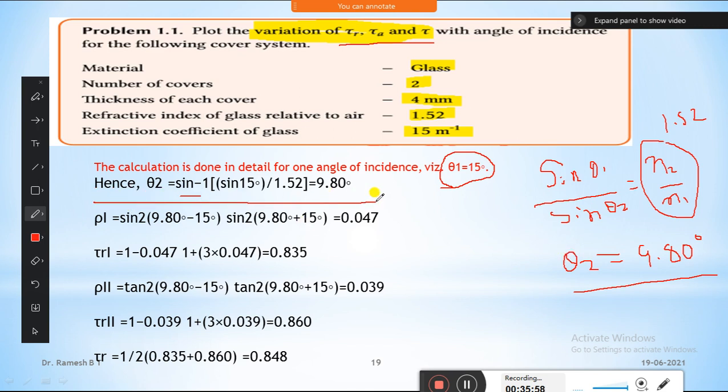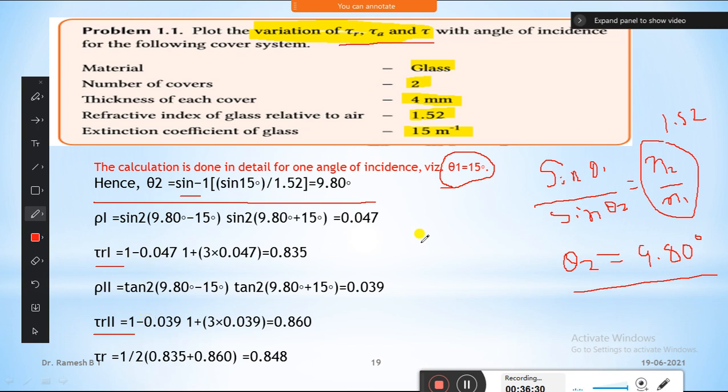Clear? Yes. Once you have the values of theta 1 and theta 2, next you go directly to the value of tau r. Tau r is the transmissivity due to reflection as well as refraction. To get the value of tau r, we need the values of tau r1 as well as tau r2. I already explained what tau r1 and tau r2 mean, and they have equations.